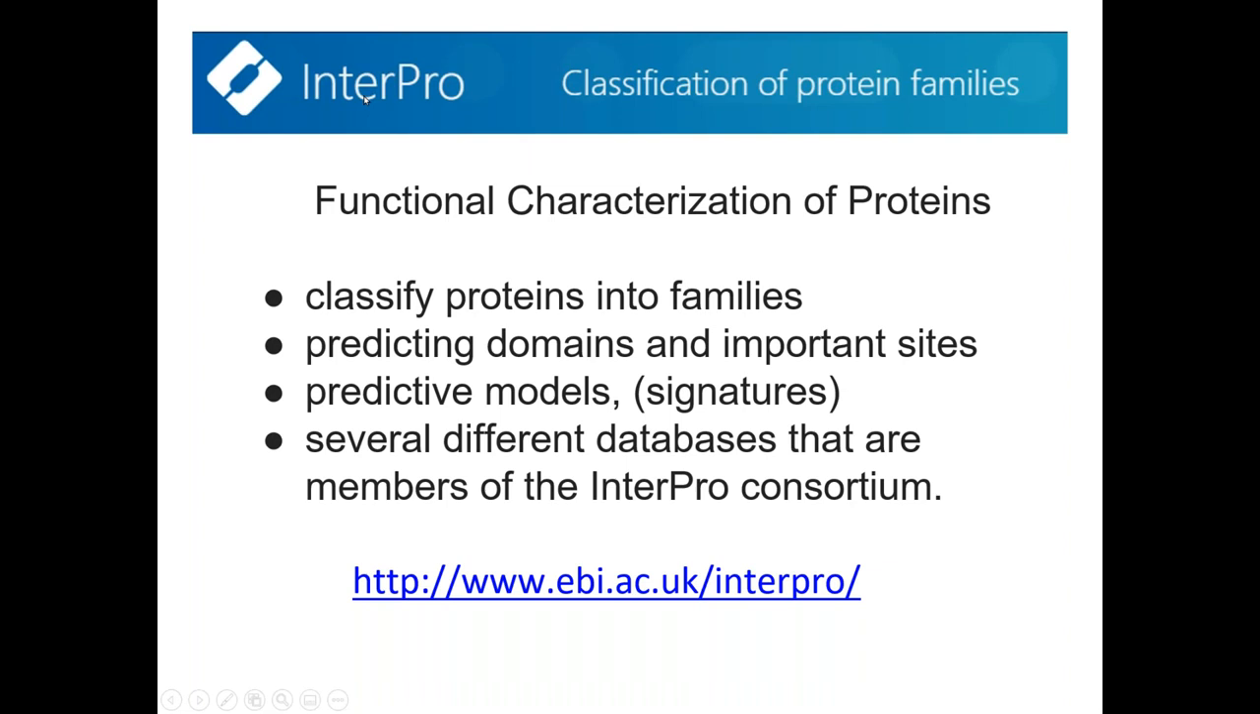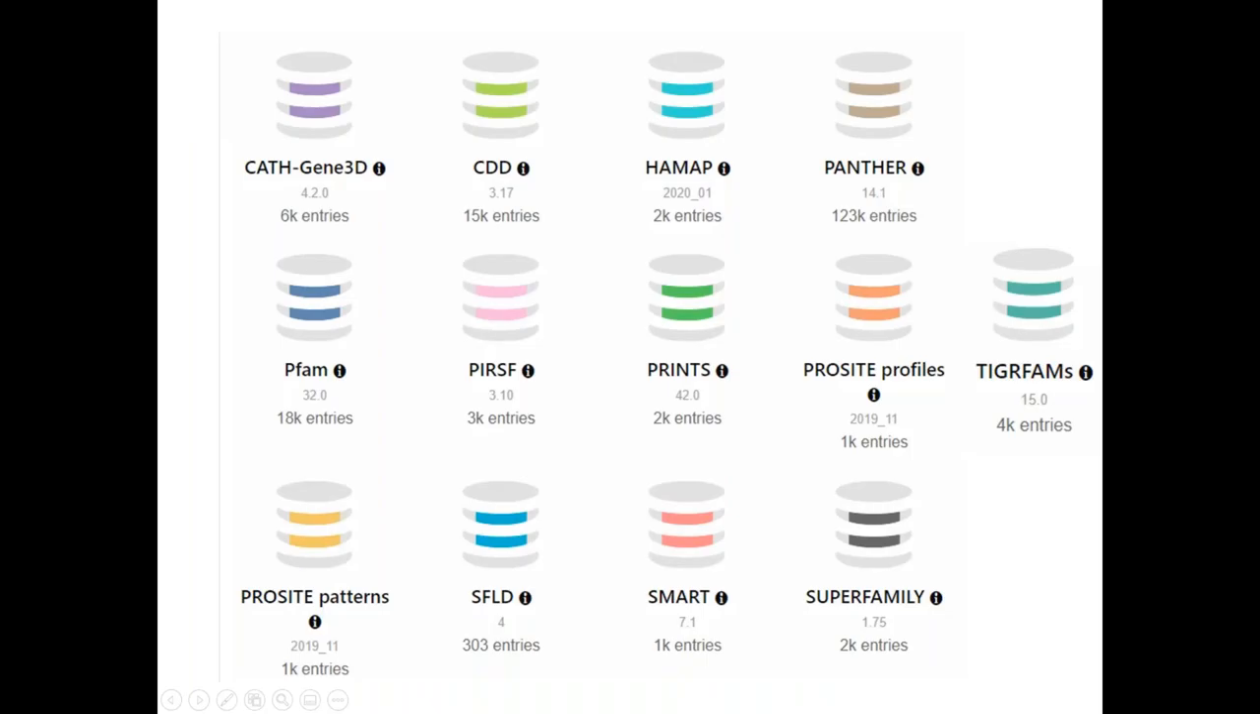The InterPro family of databases works towards the functional characterization of proteins. They classify proteins into families by predicting domains and important sites. They use predictive models based on signatures. And there are several different databases that are members of the InterPro consortium. So here's just a little image of all of the members of the InterPro family. There are 13 different databases that make up the InterPro consortium. Each database classifies proteins in different ways using a different set of signatures. Each has a different number of entries, right?